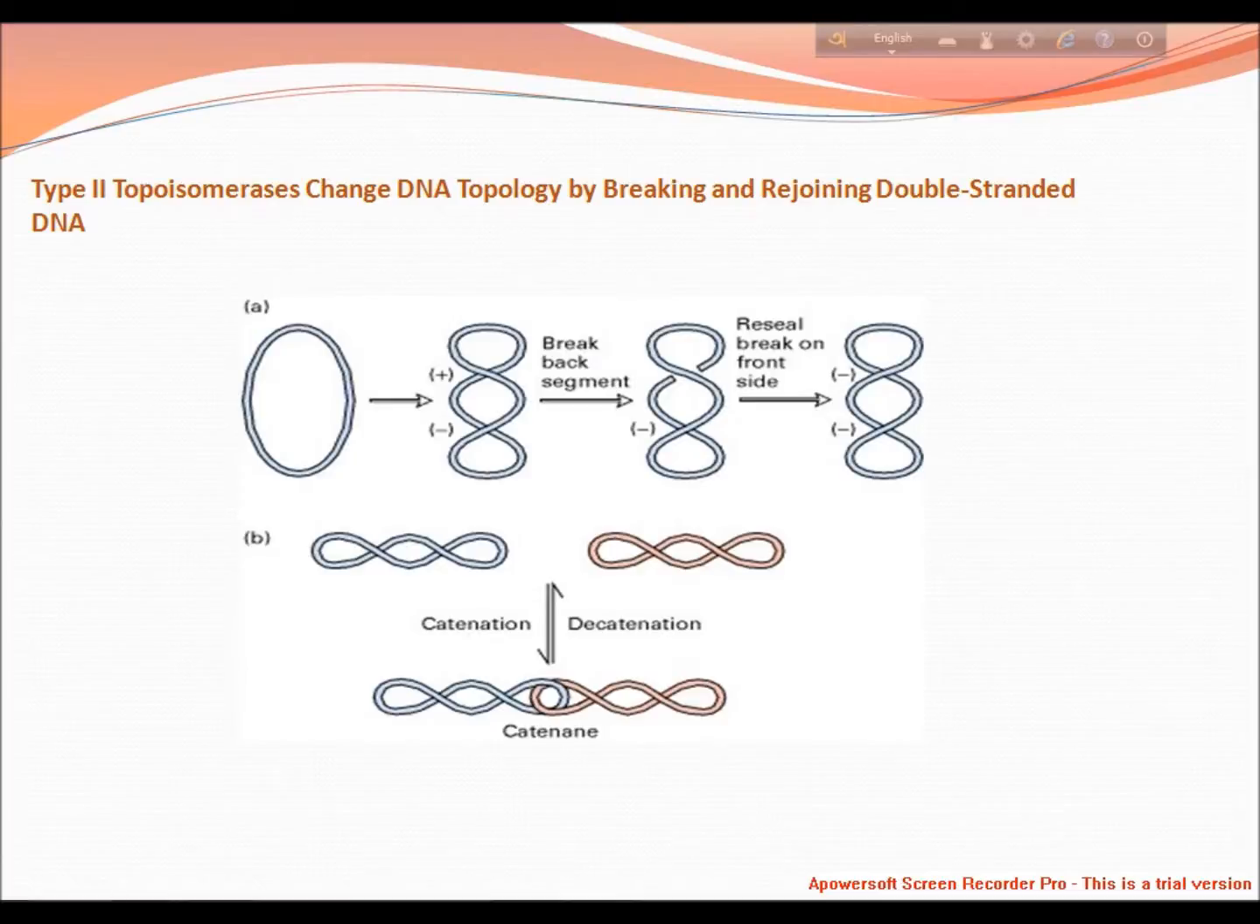A second crucial function of gyrase is to remove the positive supercoils that form ahead of the growing fork during elongation of the growing strands.